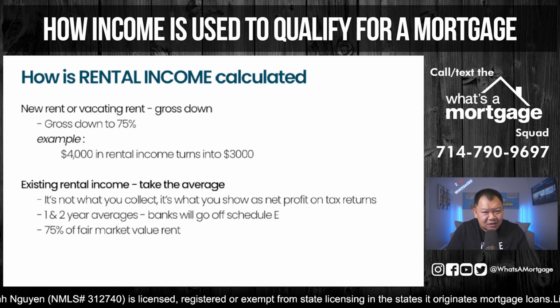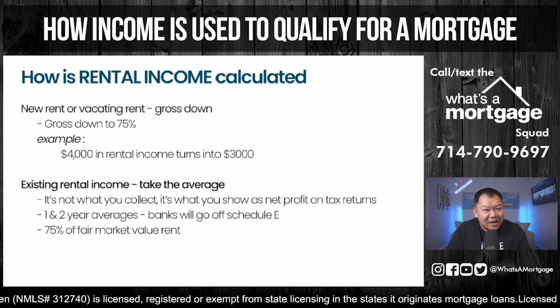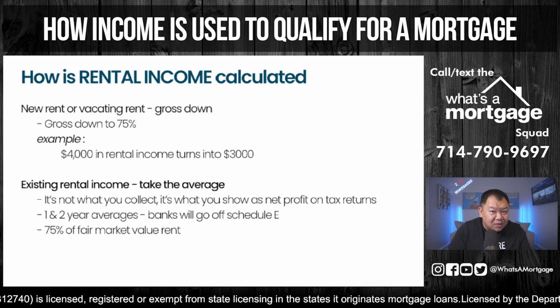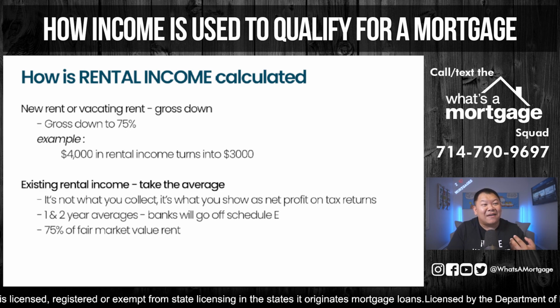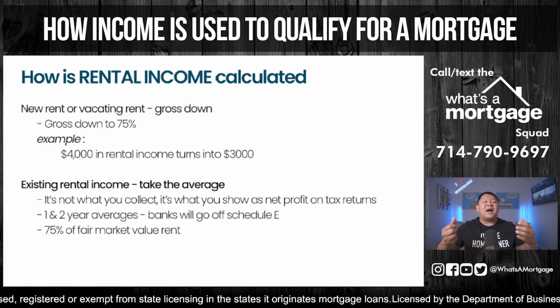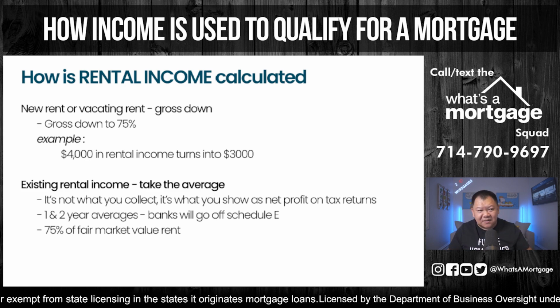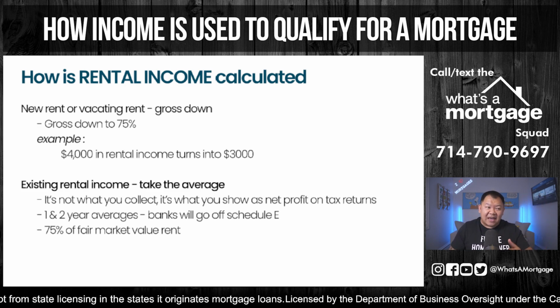But if you're buying a house owner occupied, you cannot use rental income unless you're doing a 2-unit, a 3-unit, or a 4-unit. You can't use that boarder rent. Like I said, you have to show it on your tax returns. So if you are buying a home and using rental income from new properties, you can use 75% of the gross rent. Same thing with vacating, right?